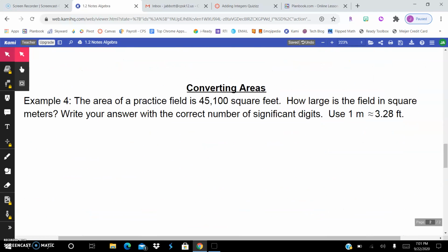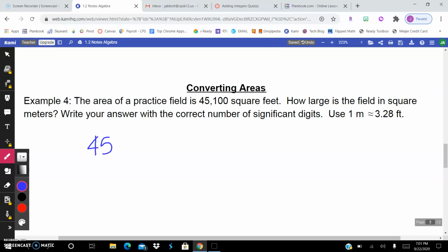Now we have to look at converting areas. The area of a practice field is 45,100 square feet, 45,100 feet squared. How large is the field in square meters? Write your answer with the correct number of significant digits. Use 1 meter is about 3.28 feet. We are going to make a fraction out of that since this is not a rate, and then we have to multiply by a conversion factor.